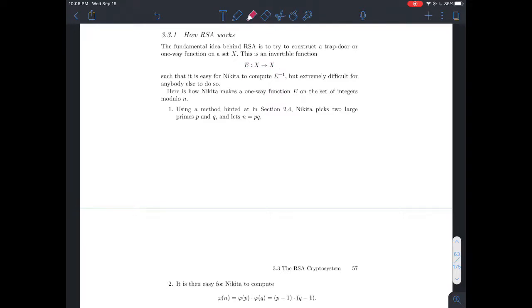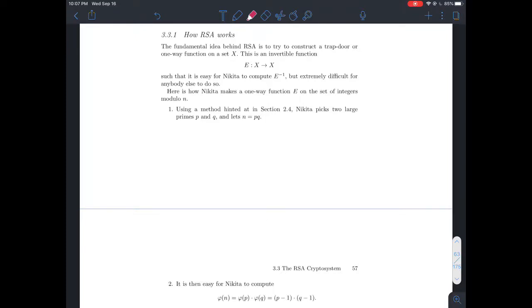So we still have our protagonist, Nikita, and her ally, Michael, and they want to send messages to each other, just like they've been doing in the previous videos. But they're worried that maybe somebody might intercept their message and read their communications. So what we're going to do is Nikita is basically going to build all the framework for the crypto system, and she's just going to share a little bit with Michael. And that'll give him an idea of how to encrypt stuff to send to her.